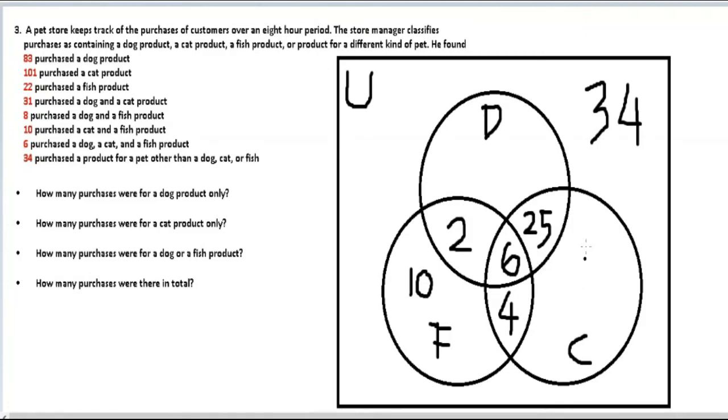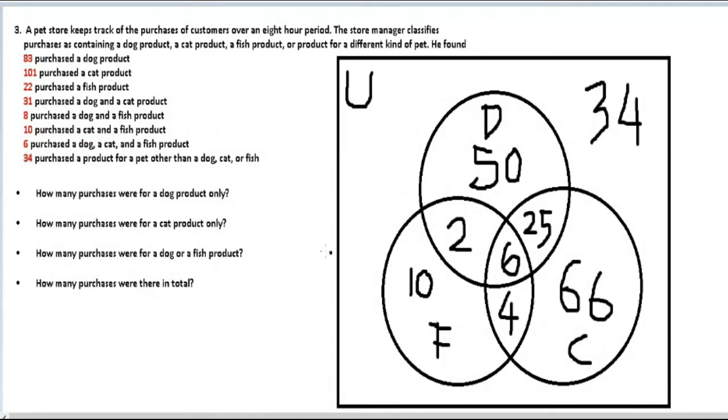Next, 101 purchase a cat product. So for the cat product will be here in this area. 25 plus 6 plus 4 is already 35 plus 66 to make it 101. And 83 purchase a dog product. So this must be total to 83. 25 plus 6 is 31, plus 2 is 33, plus 50 to make it 83. Okay, so we have already put all the elements in our Venn diagram.